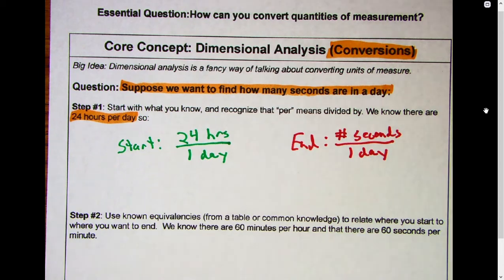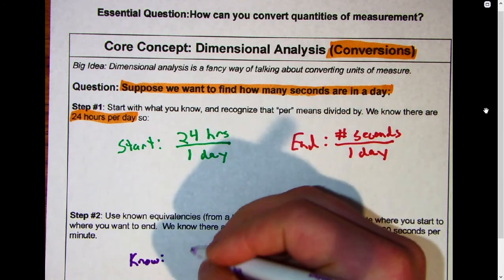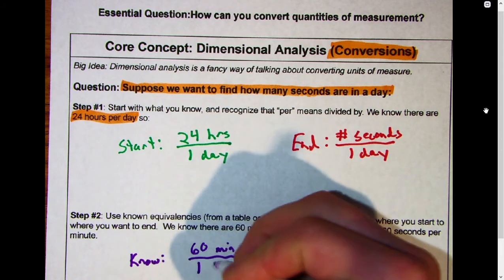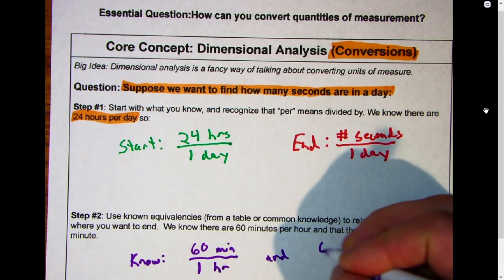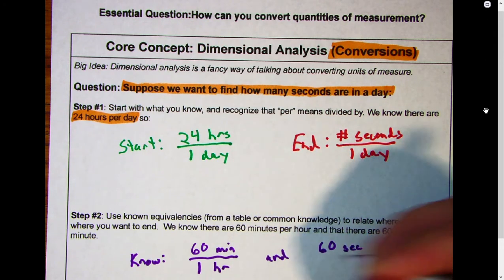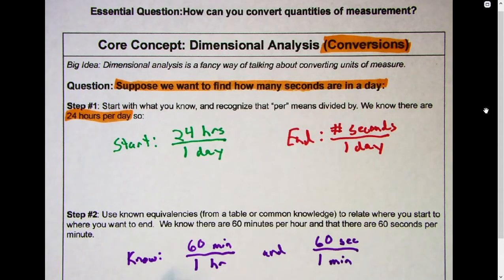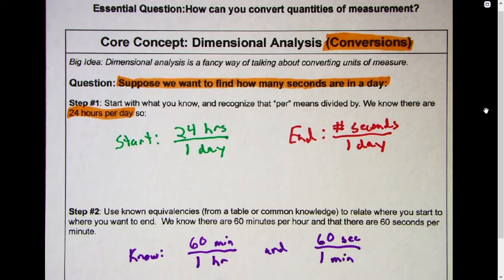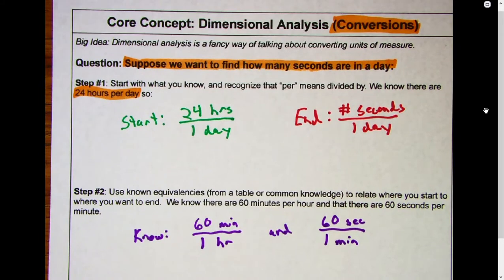So we also know there are 60 minutes per 1 hour and there are 60 seconds per 1 minute. Now I could just as easily have written 1 hour per 60 minutes and done the hour on top and minutes on the bottom, but it's going to be more useful for us to write it like this in this example. Alright, so now let's move on.